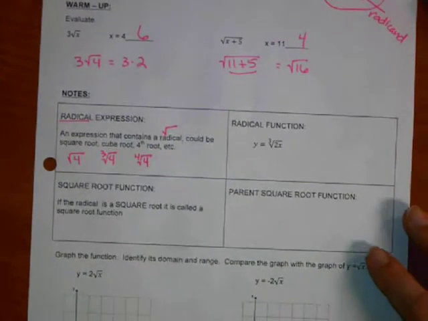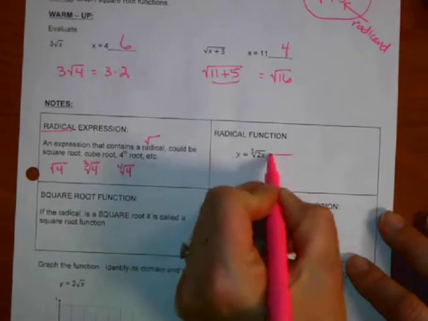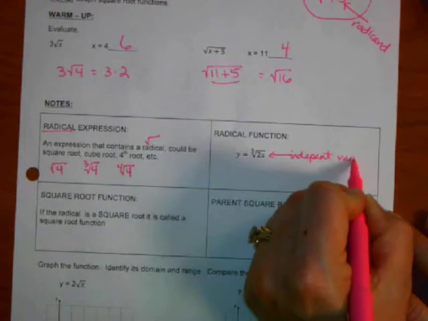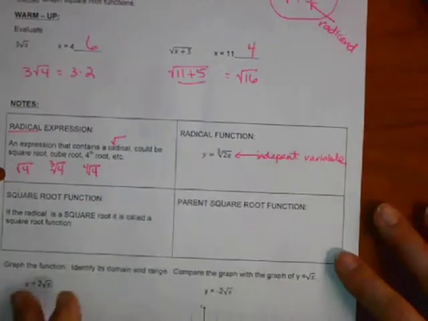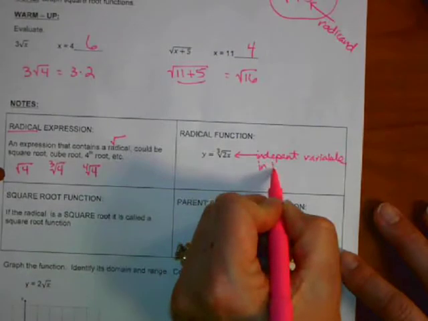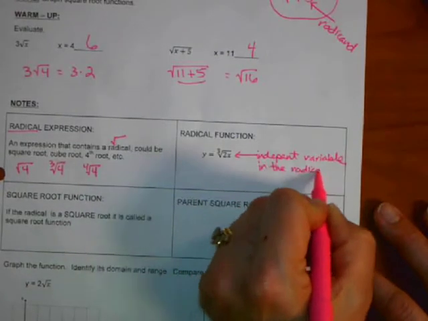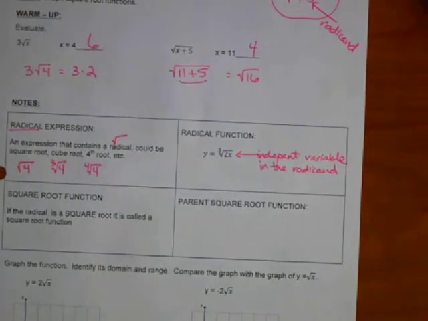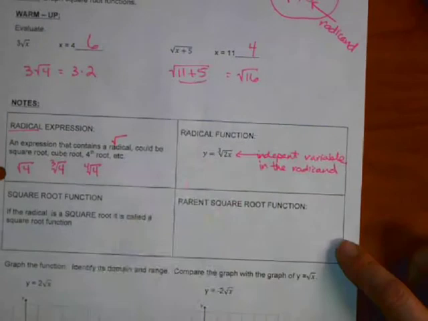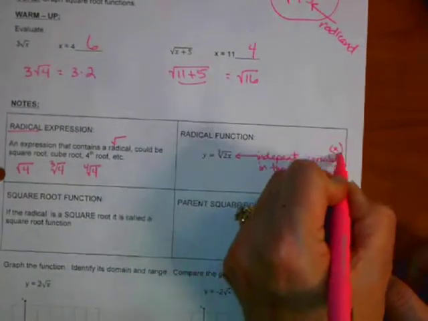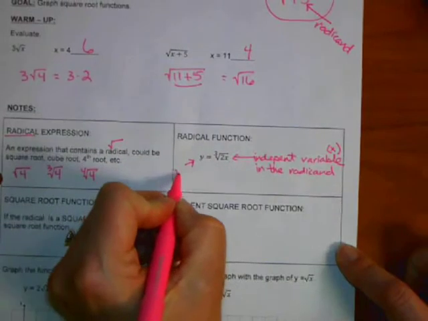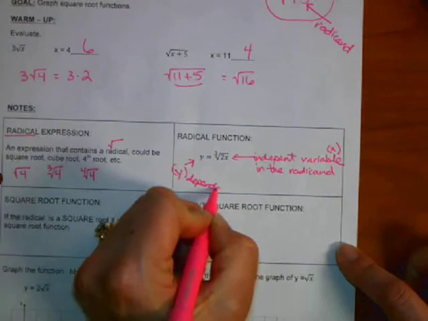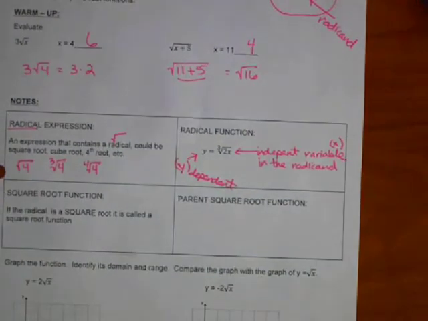A radical function is when the independent variable is in the radicand. Oh, I just told you what the radicand is. That's the stuff underneath the radical sign. So x is the independent variable. Let's put that in parentheses here. And y is the dependent, right? Because y depends on x. Y depends on what x is.